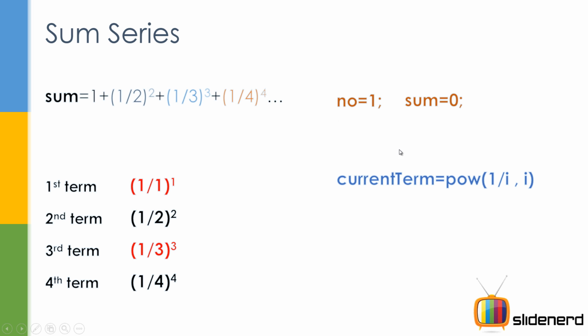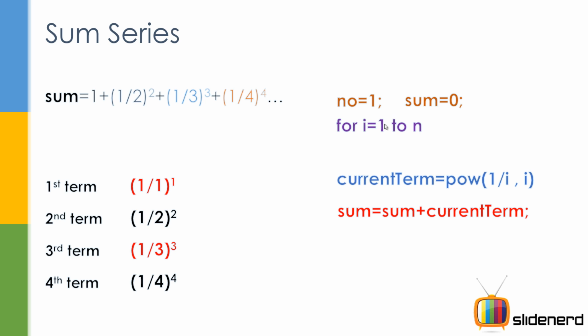But later, as you will see, the current term. Now if you see 1 by 1 raised to 1, 1 by 2 raised to 2, the same way, the current term is 1 by I raised to I, right? And we write that using this function called POW, which is math.pow, if you remember from earlier vids.